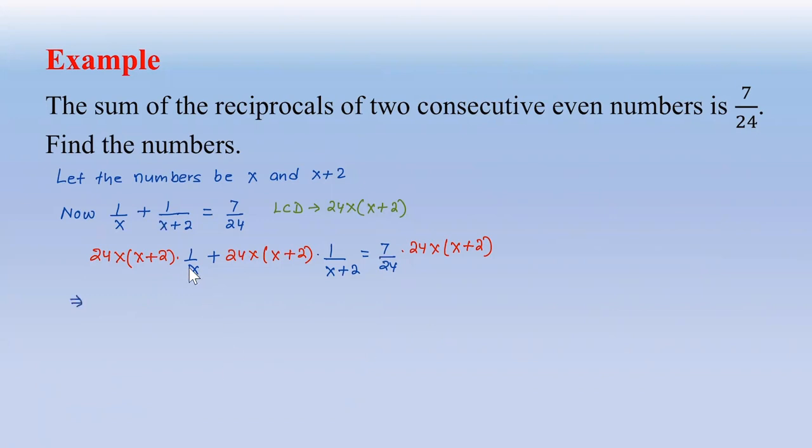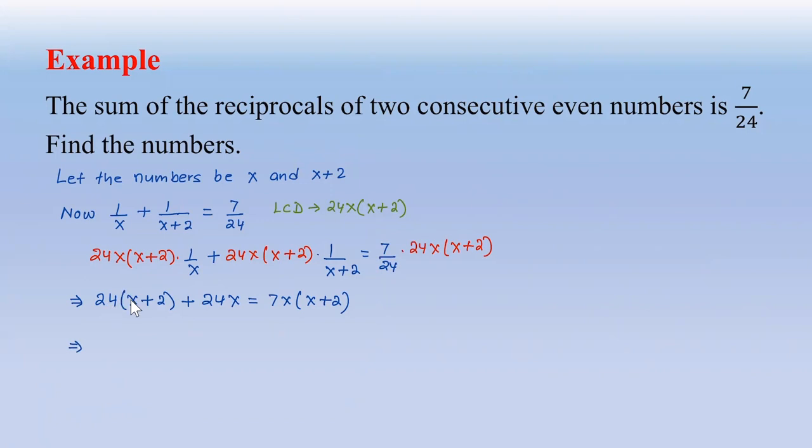In the first term, x in the denominator and this x in the numerator cancel. You are left with 24 times x plus 2. And then plus, here x plus 2 cancels. We just have 24x, equal to, on the right hand side, 24 cancels. We get 7x multiplied by x plus 2. So now let's simplify this.